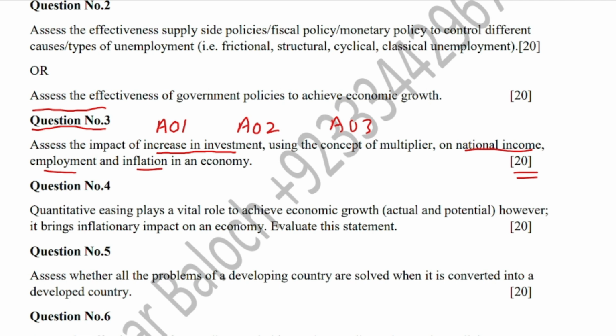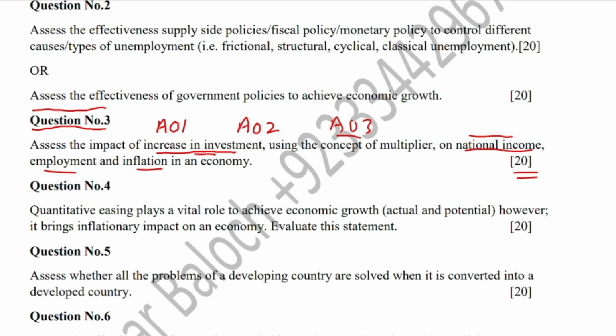And then in the evaluation part, what you have to do is write against whatever you have analyzed, and you will give limitations of your analysis where you will negate whatever you have said in the analysis part, right? For example, in the analysis part you said that if there is an increase in investment, national income of the country will increase, right? So this is analysis. When you talk against this analysis, then it will be evaluation.